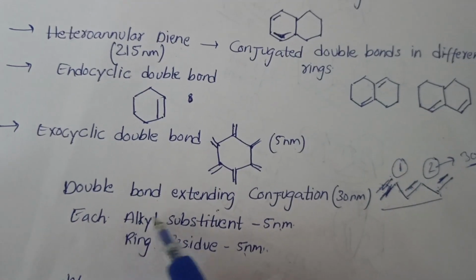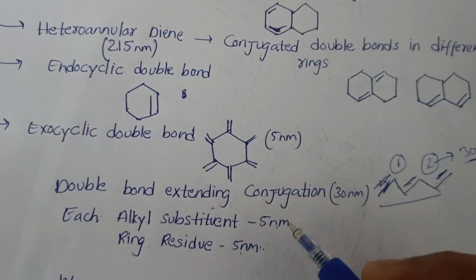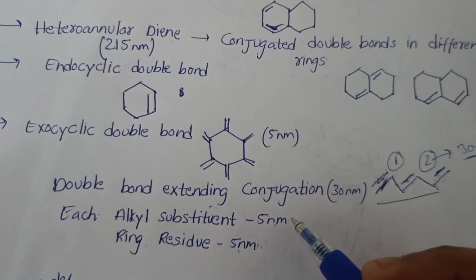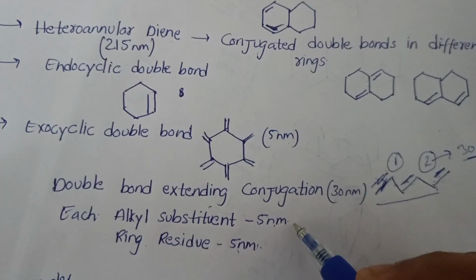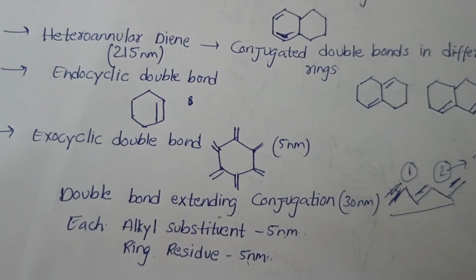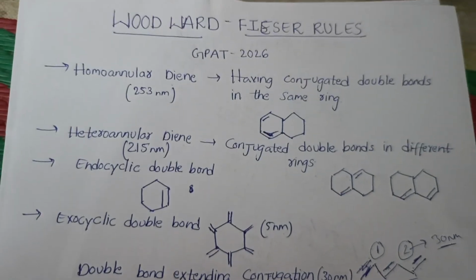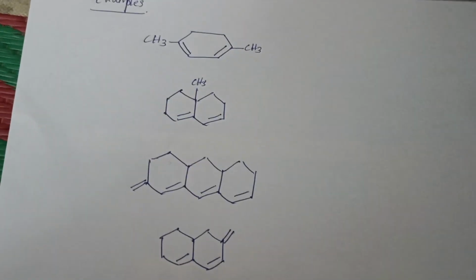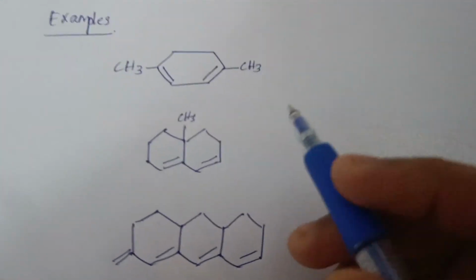And for alkyl substituents, any alkyl substituent present on the ring that is involved in the conjugation, they gave 5 nanometers, and for every ring residue they gave 5 nanometers. So these are some rules given by Woodward Fieser. Now we'll do some examples.